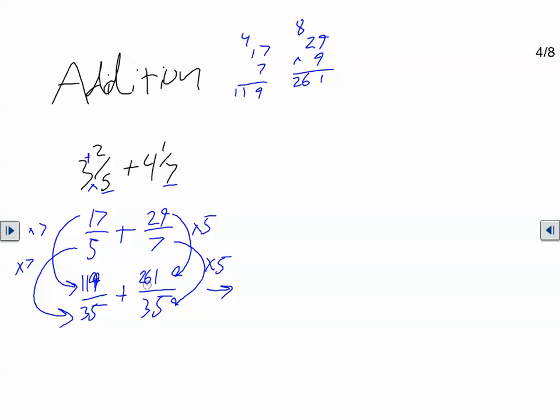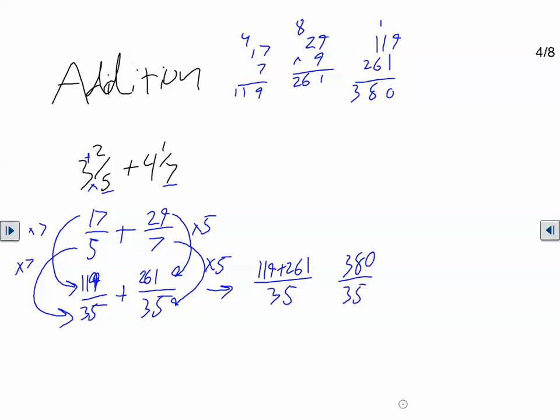Now we simply add the numerators together. This is 119 plus 261 over 35. Man, I can't do that one off the top of my head either. So let's write it down. 261. 9 plus 1 is 10. 6 plus 1 is 7 plus 1 is 8. 1 plus 2 is 3. Looks like we have 380 over 35.